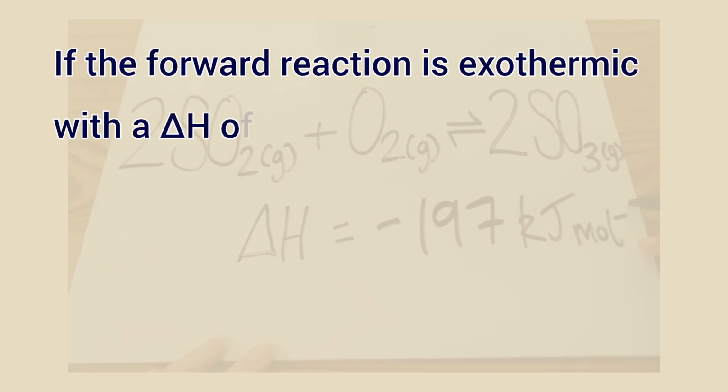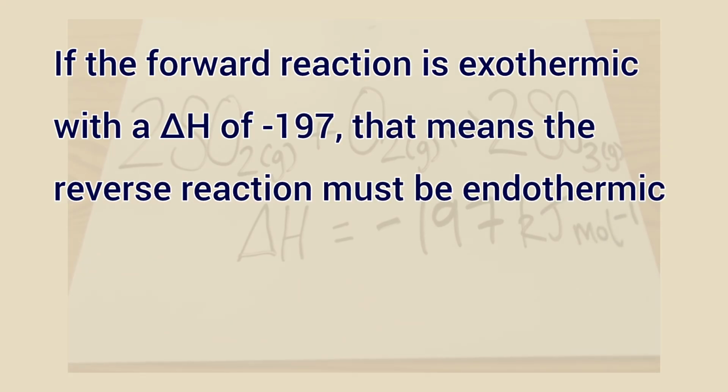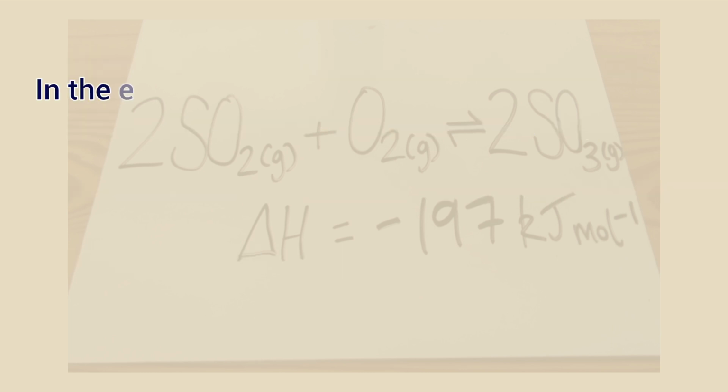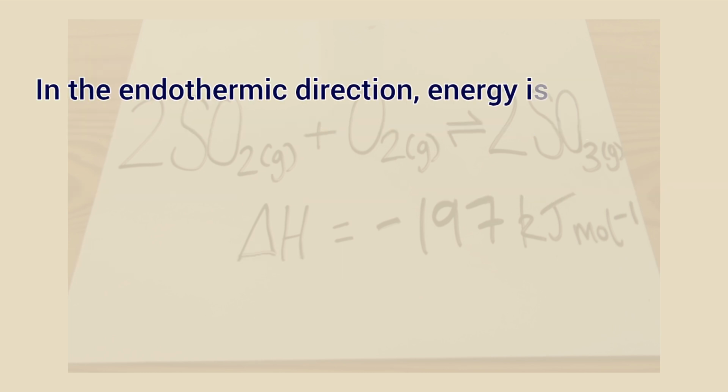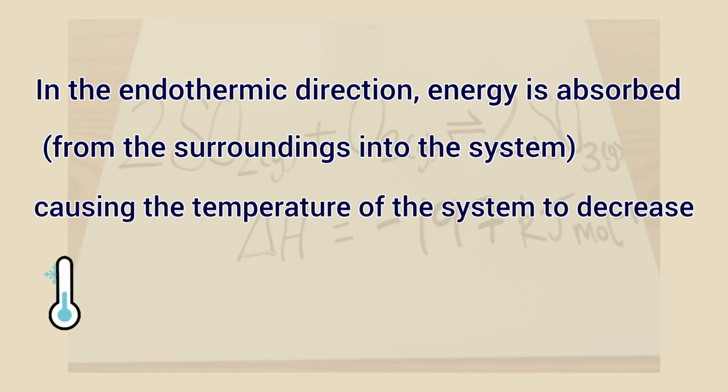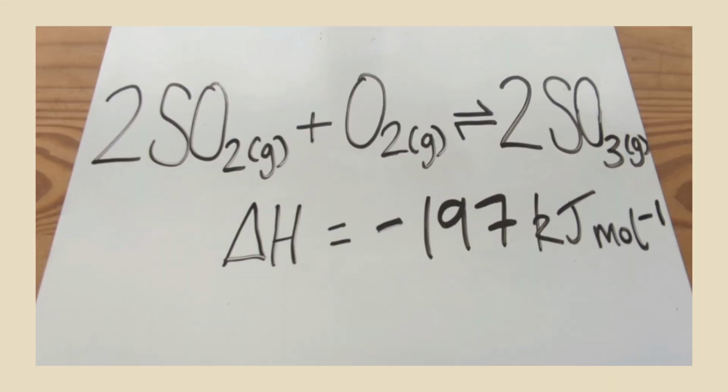If the forward reaction is exothermic with an enthalpy change of -197, that means the reverse reaction must be endothermic, with an enthalpy change of +197. In the endothermic direction, energy is absorbed from the surroundings into the system, causing the temperature of the system to decrease. Imagine we increase the temperature of this reaction.